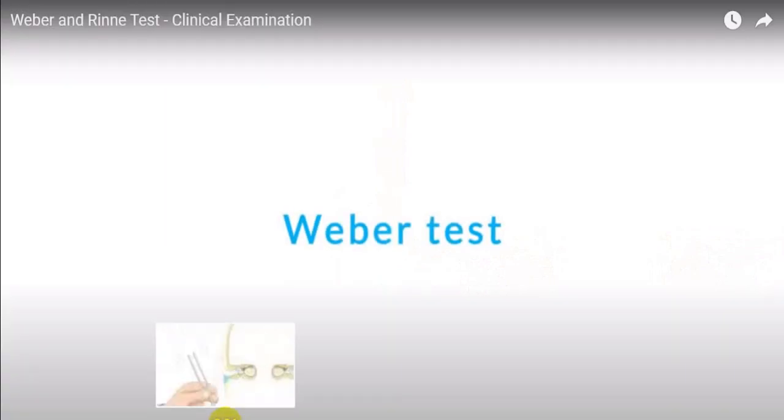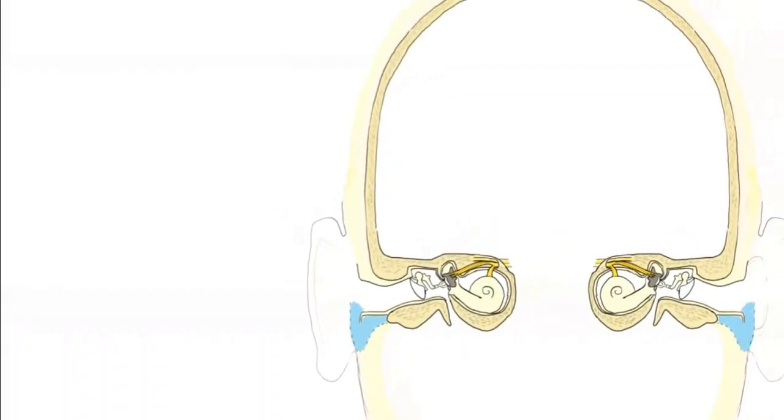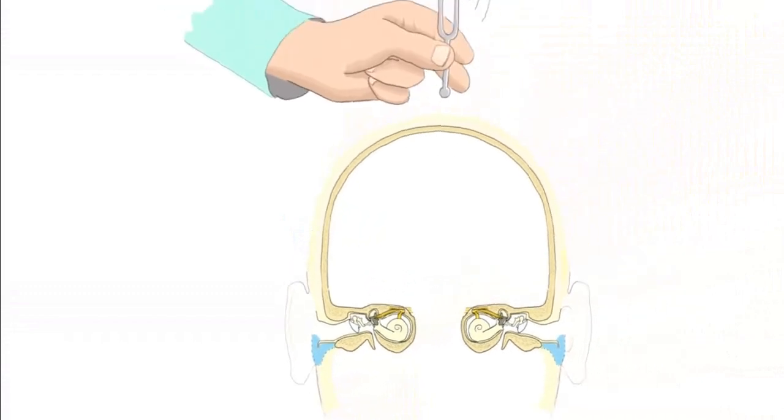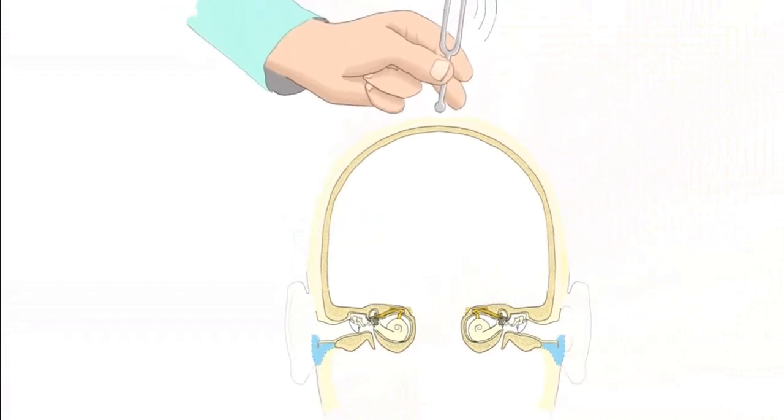The Weber test compares bone conduction in both sides. Now this is a demonstration of the Weber test. Start by placing a vibrating tuning fork medially on the patient's head, on the vertex or on the forehead. The sound is now transmitted via bone conduction. Physiologically, it should be heard centrally, or, in other words, equally loud in both ears.